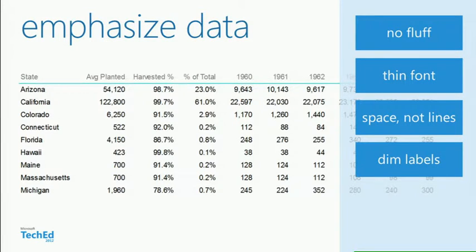I'm dimming the labels. By that I mean the column headers. The reason is, again, with the Metro design philosophy, I want to focus on the data. Okay, state, average planted, harvested, these titles or these captions, they're not actual data, they're just metadata. So they're less important. So I want to diminish those and have the actual data values be more prominent.